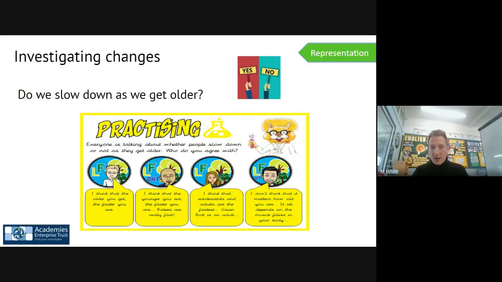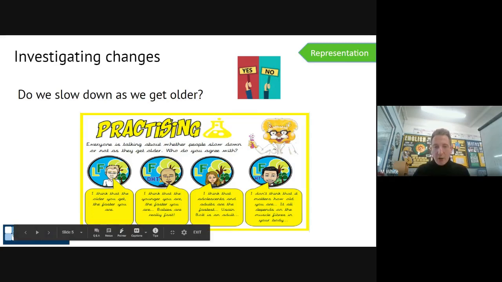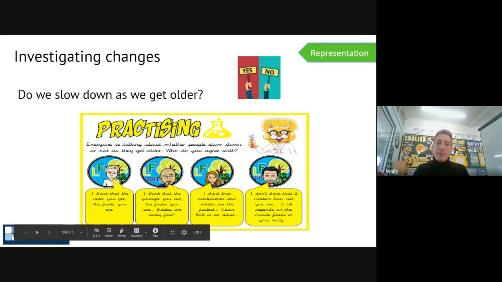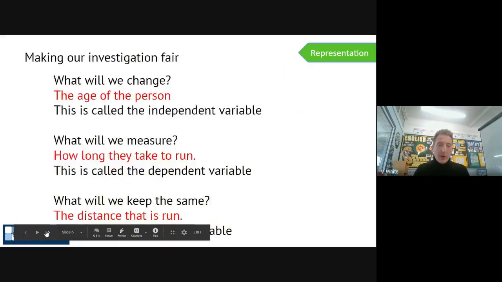And Mr. Clark, who's over here, is saying, I don't think that it matters how old you are. It depends on the muscle fibers in your body. So four differing points of view, and hopefully our experiment will explore who is correct and who's not correct. Maybe different aspects of what different people have said may or may not be true, but we'll have a look.